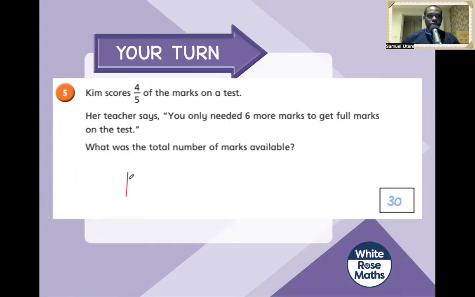we need to draw our model. Okay, so 4/5, the fifth means we need 5 parts. 1, 2, 3, 4. So 1, 2, 3, 4, 5. Yeah. So 4/5 of the marks on the test.